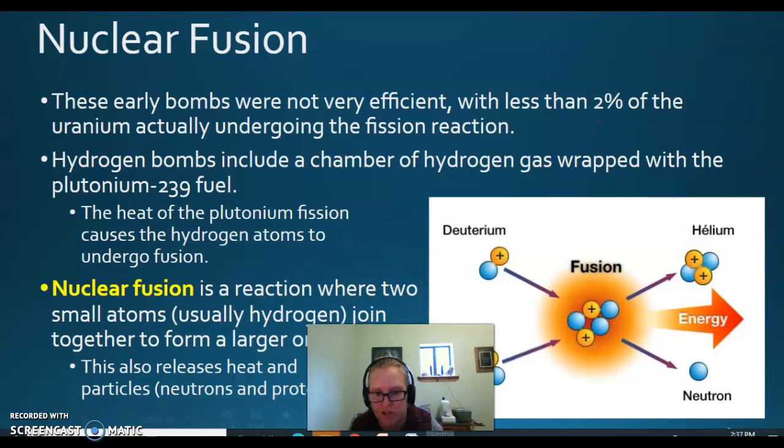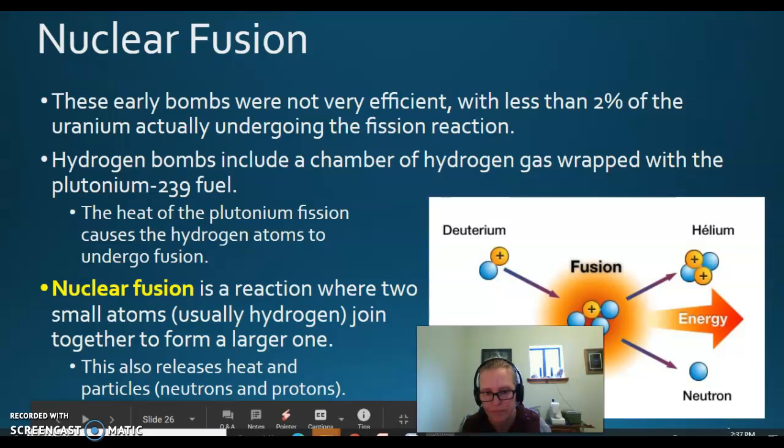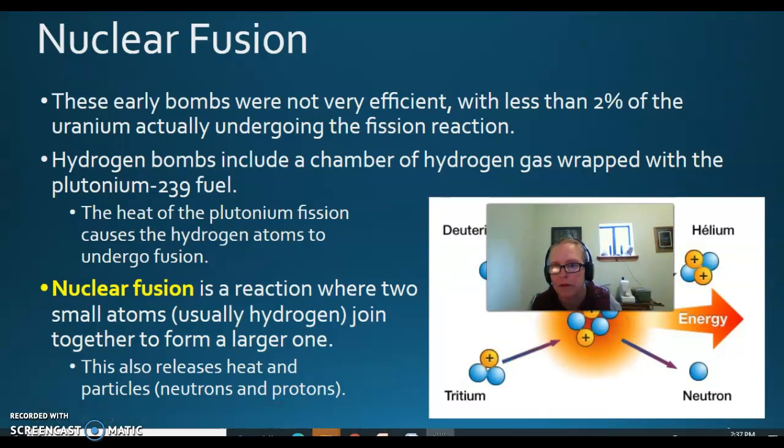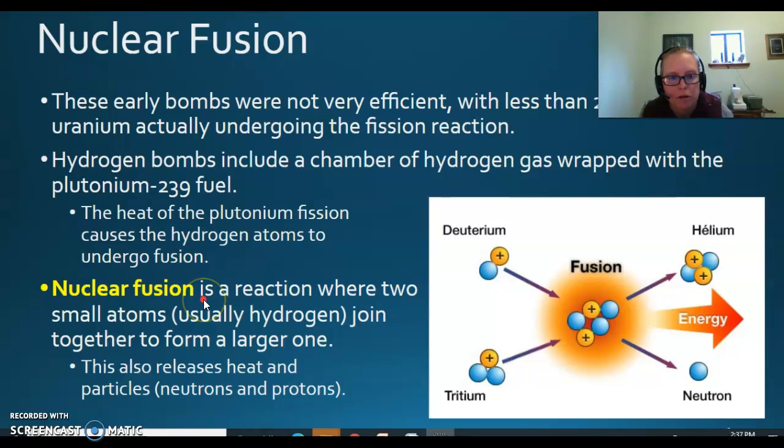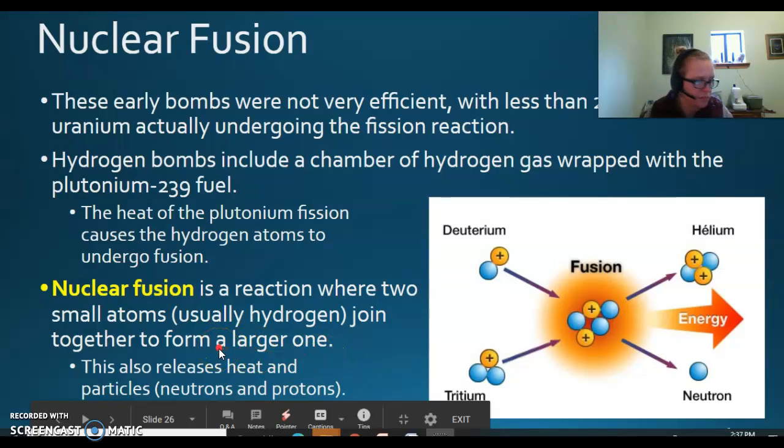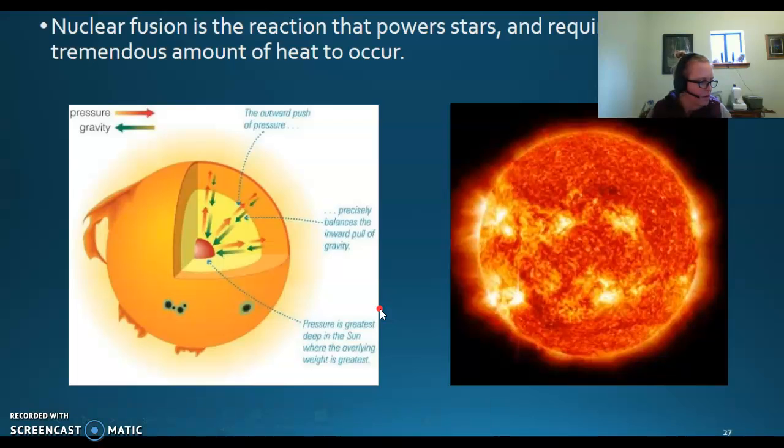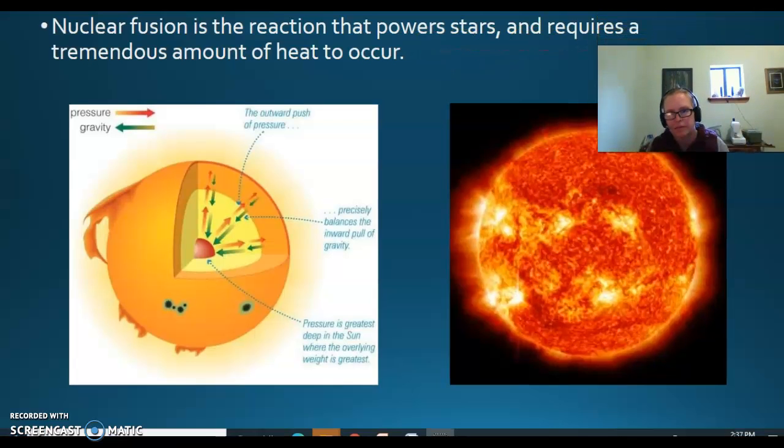Let me move my picture back. Maybe up here. Nuclear fusion is a reaction where two smaller atoms, usually hydrogen, join together to form a larger one, and this releases heat and particles like neutrons and protons. Okay. So nuclear fusion is a reaction that powers stars and requires a tremendous amount of heat to occur.